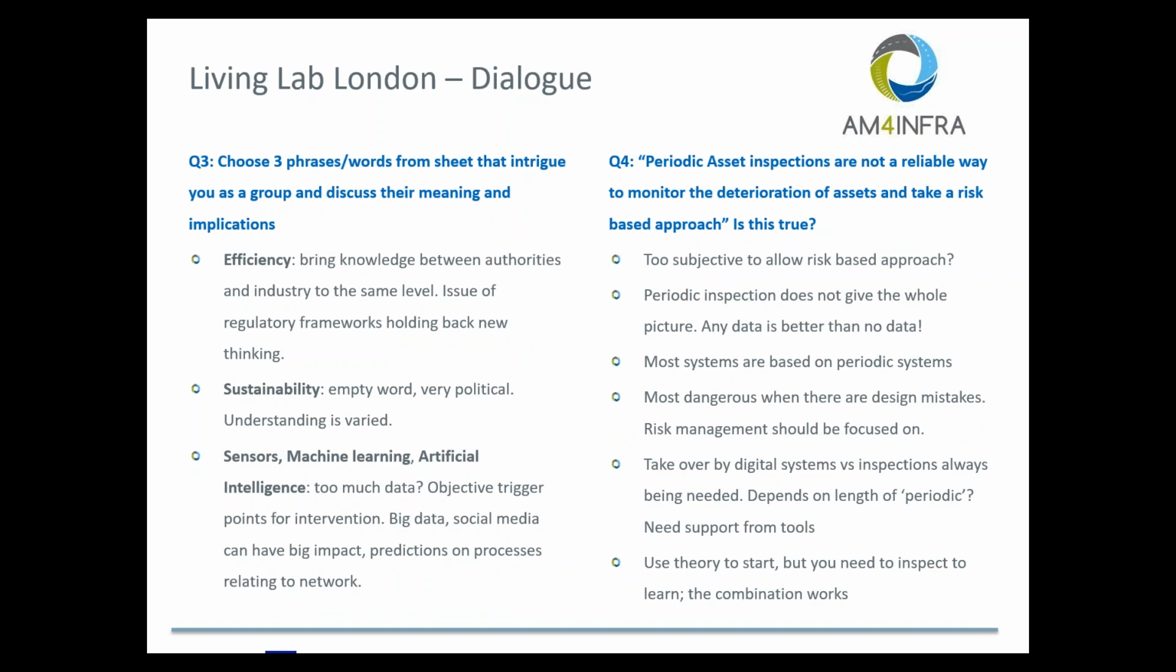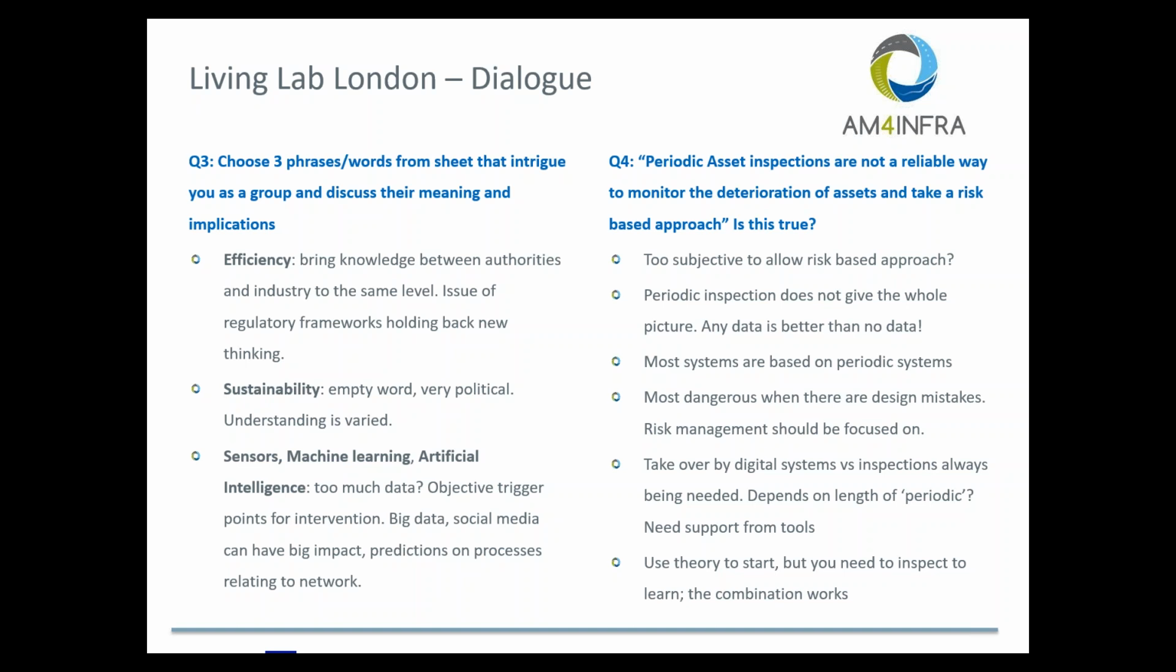The third question gave the groups a bit of choice in terms of what they wanted to talk about. We had 16 words written around the edge of the dialogue sheet. Many of the groups wanted to focus on efficiency and sustainability, and a popular choice was sensors, machine learning, and artificial intelligence.